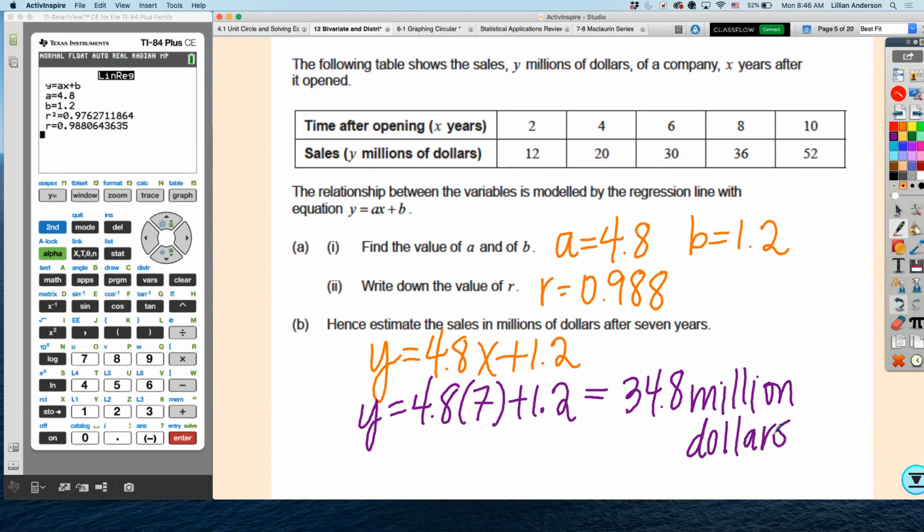Is this the interpolation or extrapolation? It is an interpolation, because as you can see, 7 would technically fall right here, and it makes sense. This is a strong correlation because it's close to 1. You can see that as the years increase, so do the sales in dollars. So yes, 34.8 would actually fall between 30 and 36. It is within the data range, so it would be an interpolation.